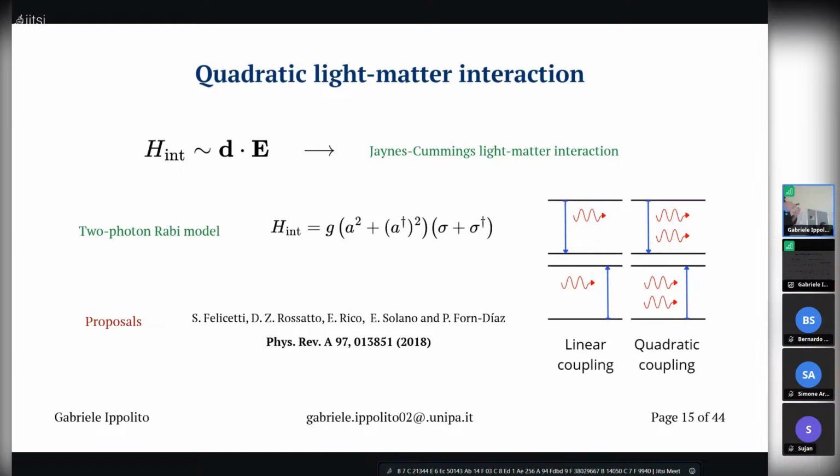So in my thesis, what I analyze is the emission dynamics in coupled cavity arrays, but now considering a so-called quadratic interaction, in the sense that the emitter does not emit or absorb one photon at a time, but has the possibility of emitting or absorbing two photons at a time. And nowadays, this type of interaction, described firstly in the two-photon Rabi model, is experimentally feasible. There have been, starting in 2018, several proposals on how to realize such interaction in coupled cavity arrays, exploiting, for example, circuit QED.